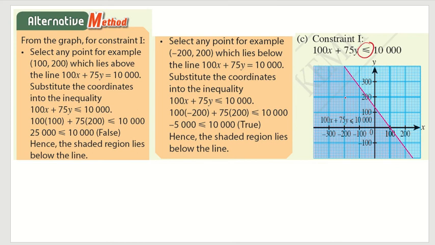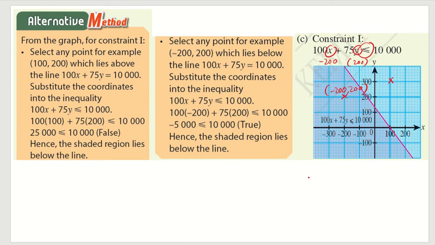For example, you don't know which one is smaller or bigger. So from here you choose a coordinate. For example, you choose a coordinate here, then you substitute the value. Okay, this is negative 200, and this is 200. So substitute x equal to negative 200, then substitute y equal to 200. Okay, you see the value. If the value is smaller, then it's smaller. Then if you choose another value bigger, then it will become bigger. Okay, then you will know which constraint is the suitable one.